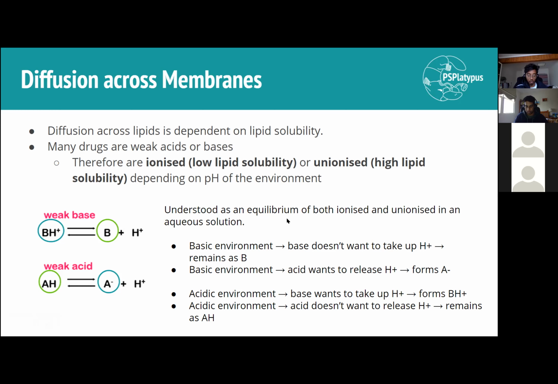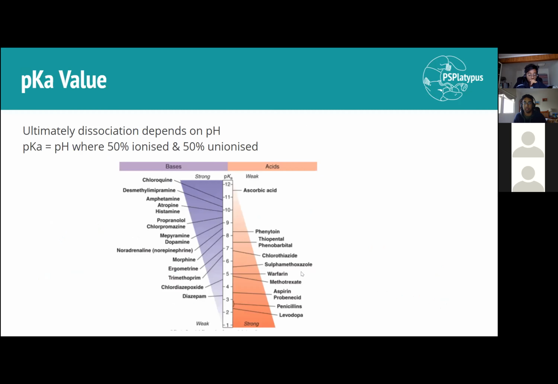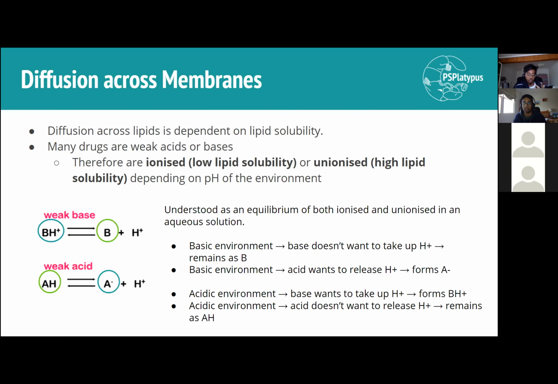Equally, the same story applies. So in an acidic environment, base wants to take up H plus, so it forms BH plus. In an acidic environment, the acid does not want to release H plus, so it remains as AH. So ultimately, what we understand from all this is that dissociation and which form it exists in is dependent on the pH.